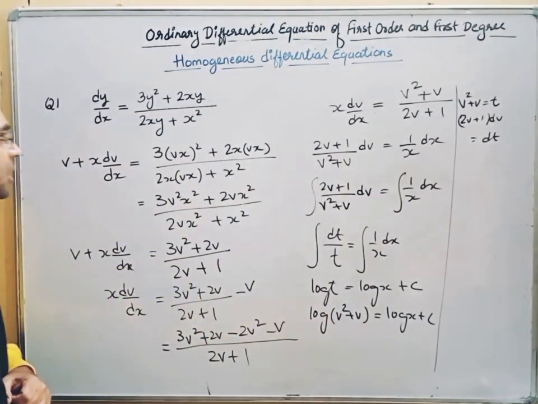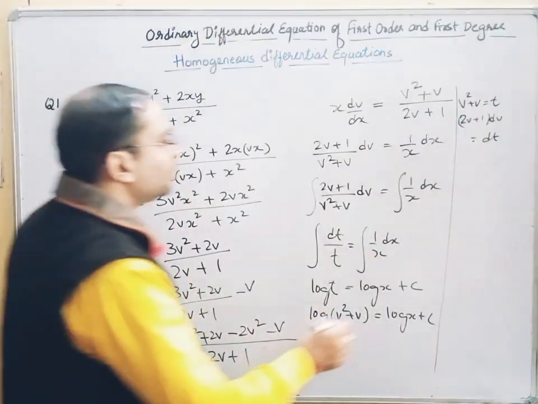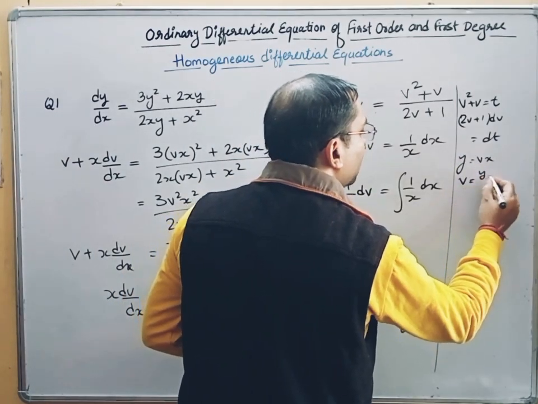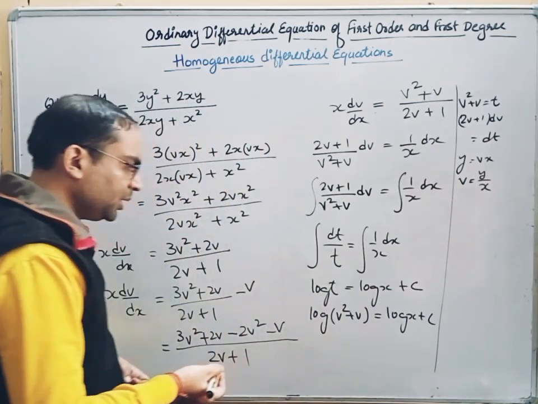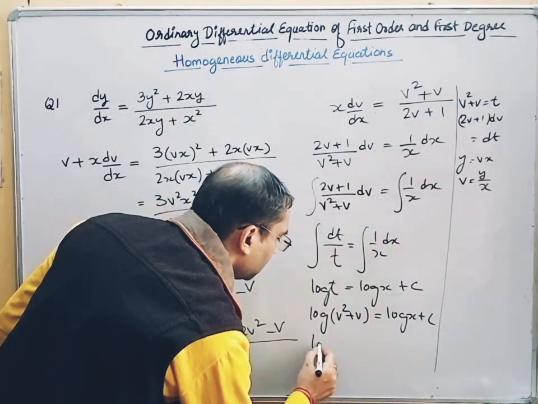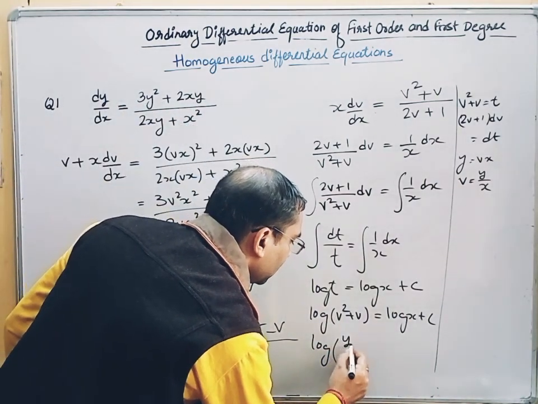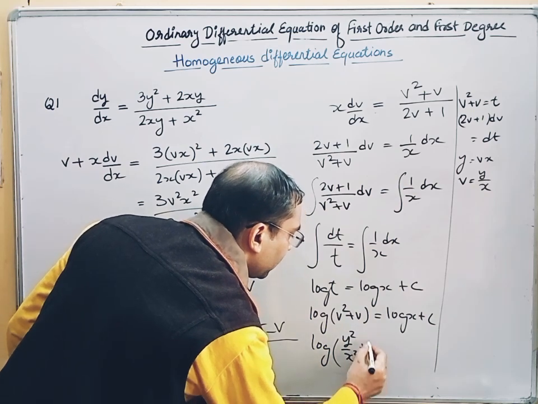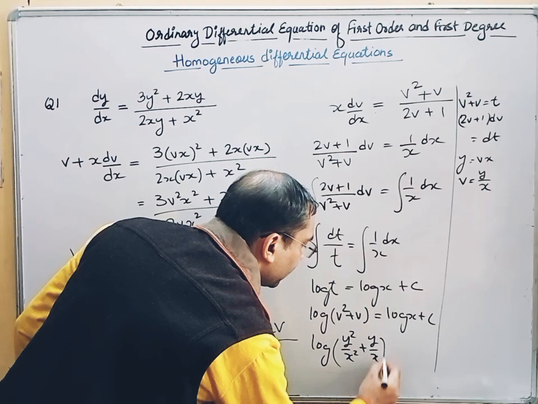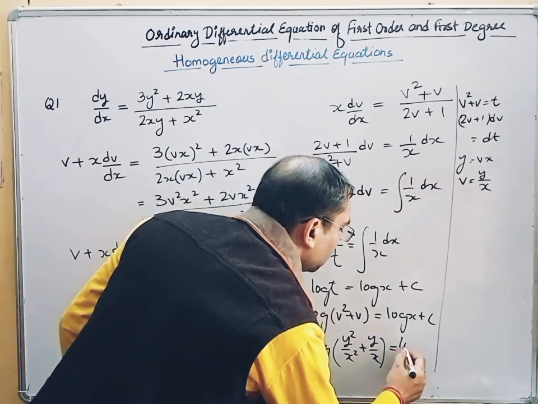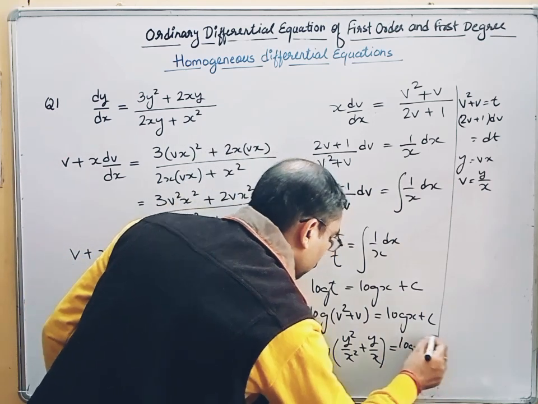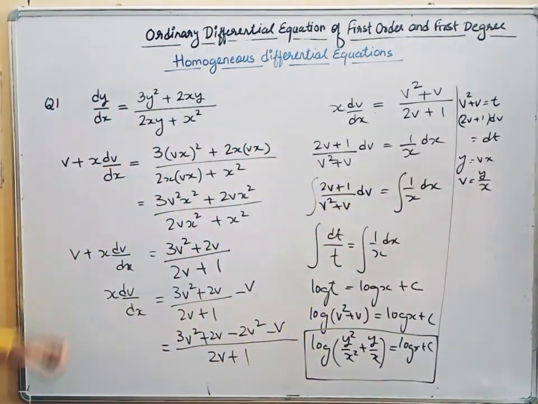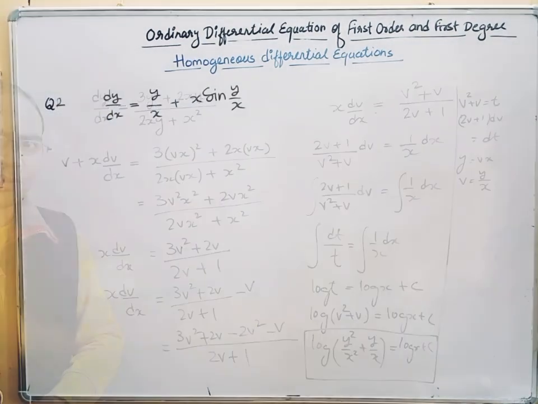So we had started with the relation y is equal to vx. So v will be y upon x. So we'll substitute this back. So this will be log of y square upon x square plus y upon x is equal to log x plus c. So this will be our final solution for the given homogeneous differential equation.